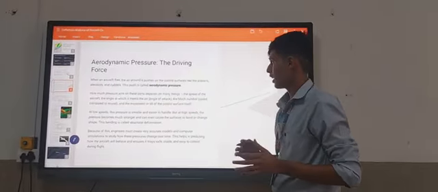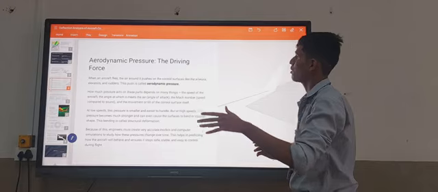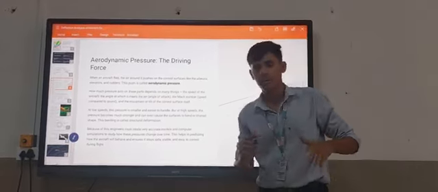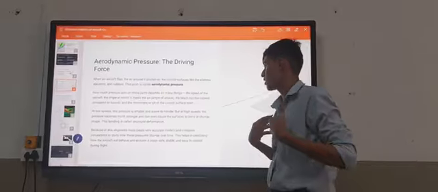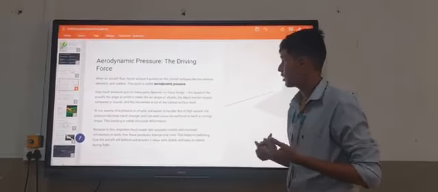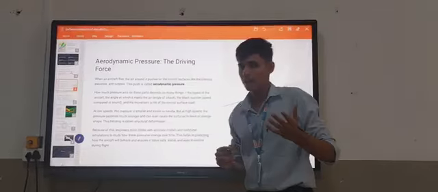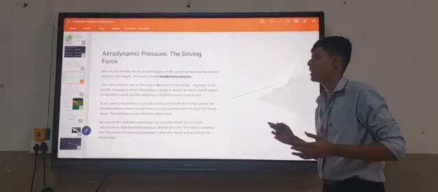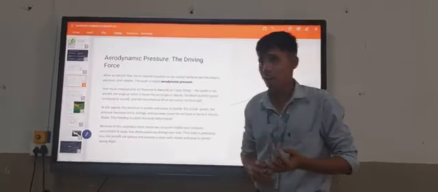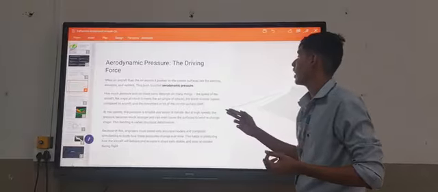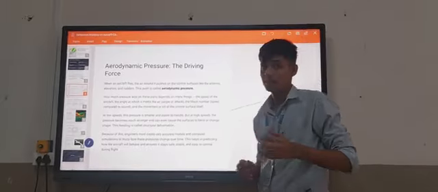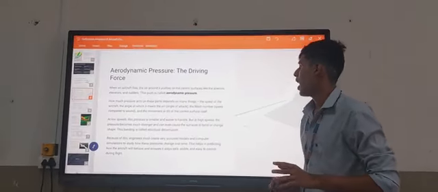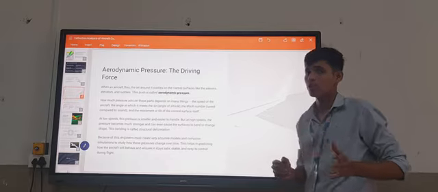And talking about aerodynamic pressure: what is aerodynamic pressure when an aircraft flies? When an aircraft flies, there are pushes on the control surfaces like the ailerons, the elevators and the rudder. That push on the aeroplane is called aerodynamic pressure. How much pressure acts on these parts depends on many things, like the speed of the aircraft and the speed of the wind. The second one is the angle of attack.